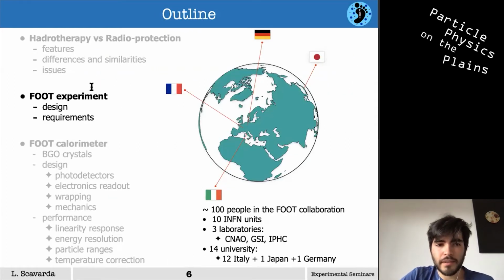Okay, so we can skip to the second part about my experiment. I will tell you about the design and the requirements of this experiment. First of all, we are an international collaboration, about 100 people. The biggest part of this collaboration is in Italy, but we also have one group in France, in Strasbourg, a couple of groups in Germany, at GSI and in Aachen, and one small group in Japan, at Nagoya.